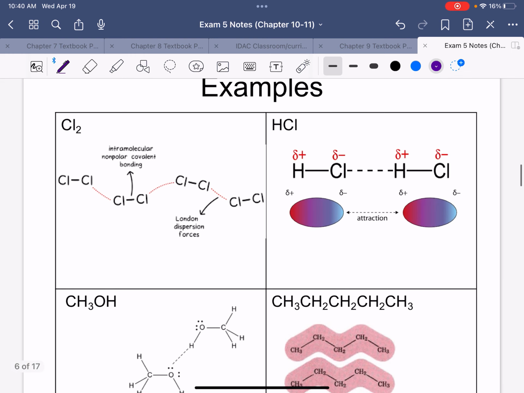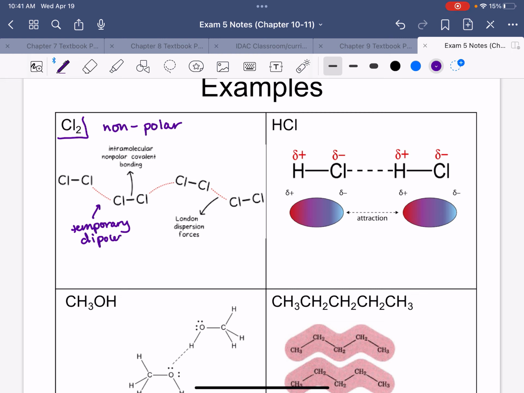So let's look at a few examples now that we've covered all of the different attractions or intermolecular forces that we can have. So if we look at Cl2, Cl2 is a nonpolar molecule. It has no net dipole. And so because we have no net dipole, we have bonds between the molecules, but we don't have any dipole-dipole or hydrogen bonding. The attractions that we have here are when the electrons move just enough so that we end up with temporary dipoles.